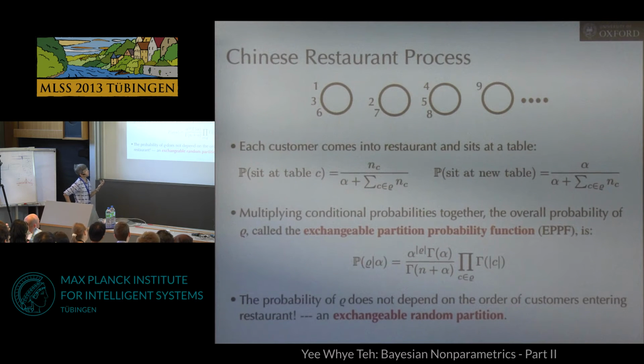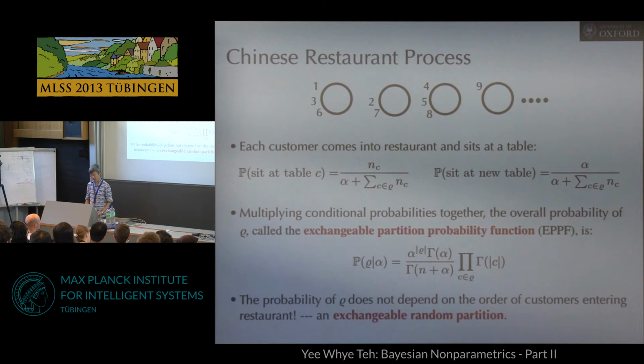And interestingly, for the Chinese restaurant process, the order in which the customers come in and get sat around tables doesn't actually affect the resulting distribution over partitions. So in that sense, it's exchangeable. We can take our customers and exchange the order in which they enter the restaurant, and it doesn't really matter. This is an example of what's called exchangeable random partitions. Basically, it's a random partition, and it is exchangeable.